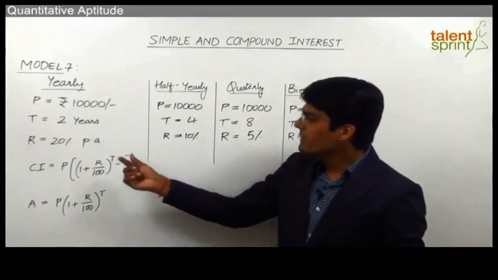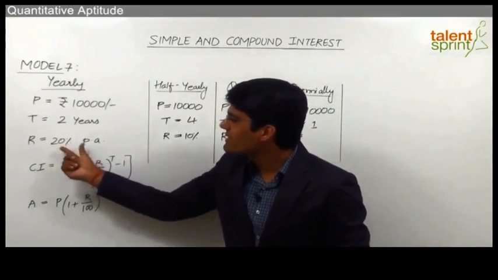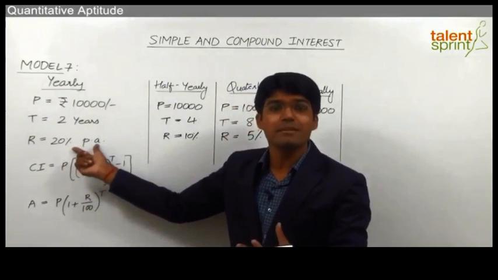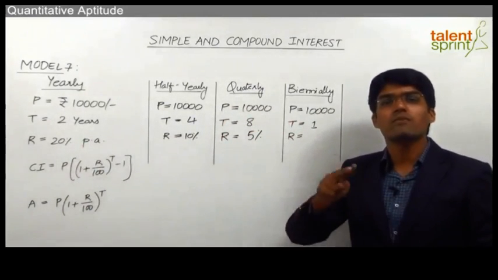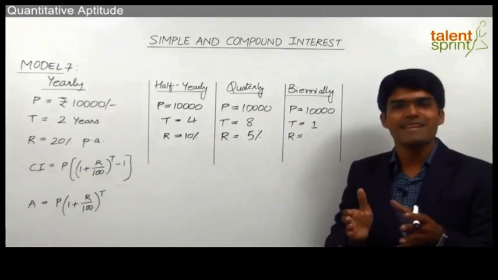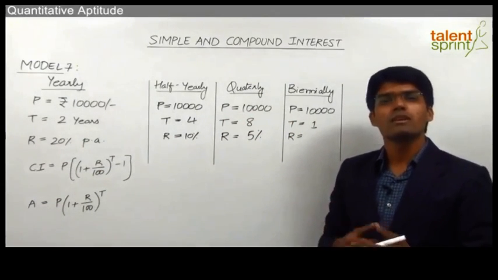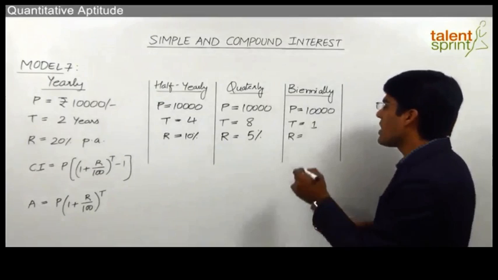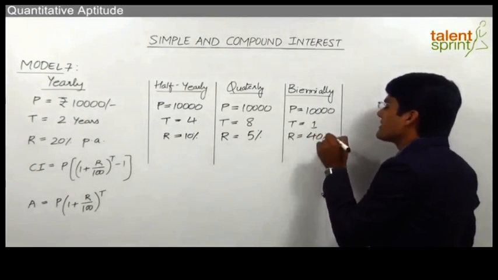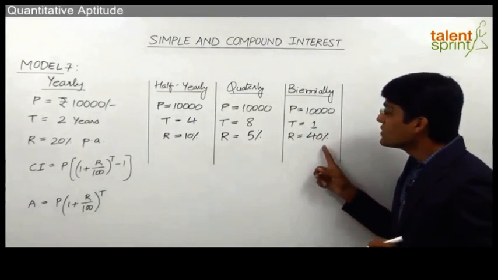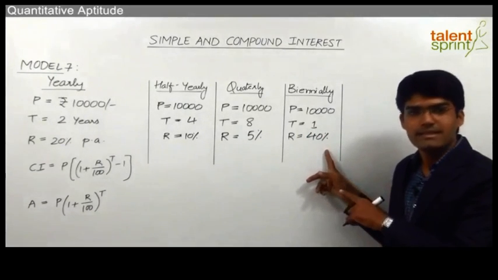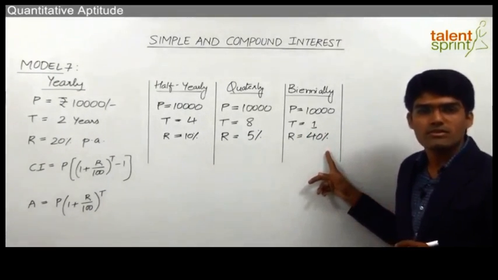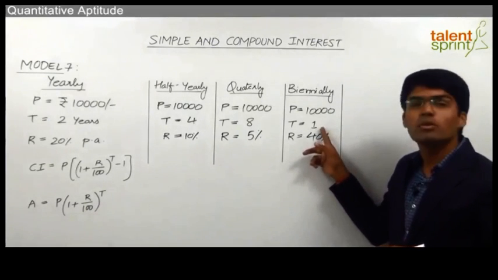And coming to rate of interest, we get 20% per annum. In general, 20% per year. But since this is biennially calculation, it should be taken for 2 years together. So if it is 20% for 1 year, for 2 years it would be 40%. So R should be taken as 40%. Remember friends, this is not 40% per annum. This is 40% per period. That is, a period is equal to 2 years. So 40% per period and only 1 period.